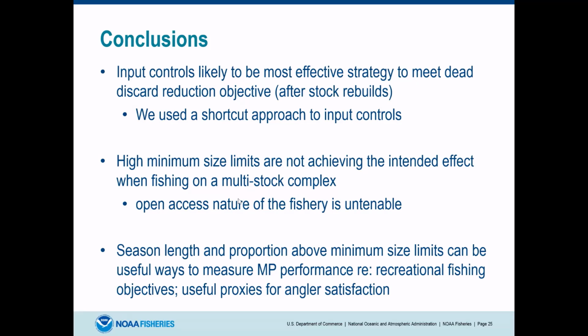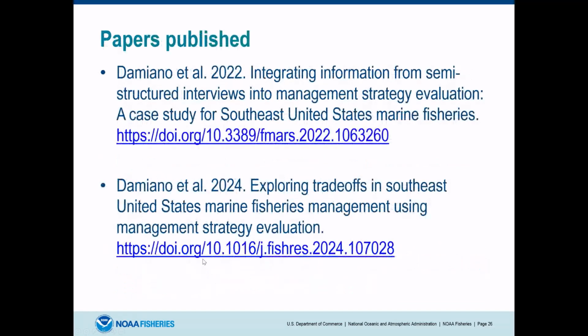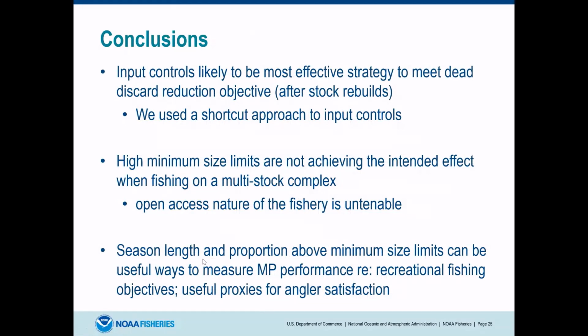This means that the open access nature of the fishery is likely to be untenable without some sort of multi-species approach. And finally, the season length and proportion above the minimum size limits can be useful ways to measure MP performance with respect to recreational fishing objectives and potentially act as useful proxies for angler satisfaction.